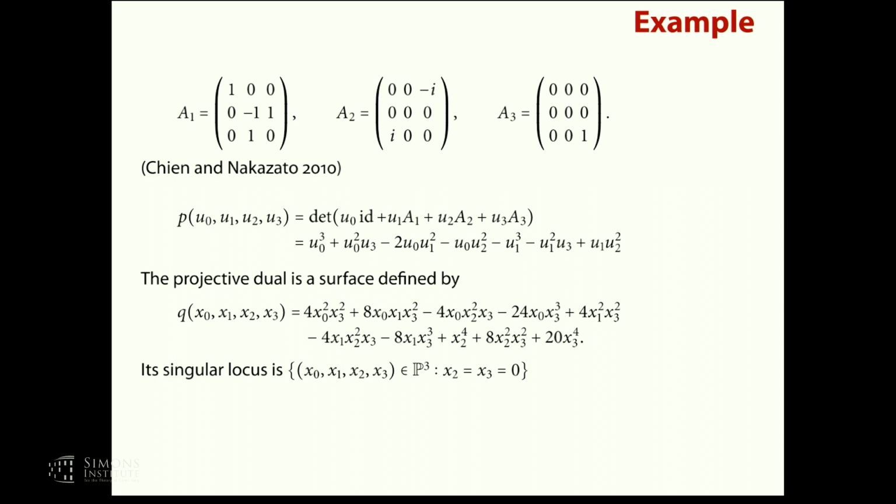So they gave this explicit example of 3 Hermitian matrices where, well, this is the determinantal hypersurface that bounds the corresponding spectrohedron. And they computed the dual, and they noticed that the dual variety is singular along a line, and in particular contains this entire line. And this, of course, will wreak havoc with taking convex hulls.